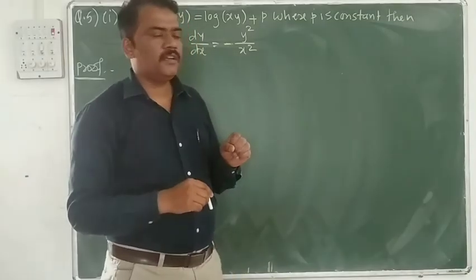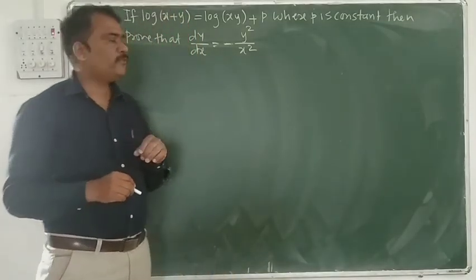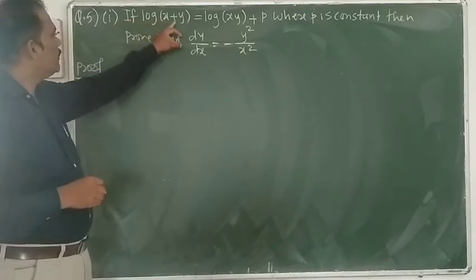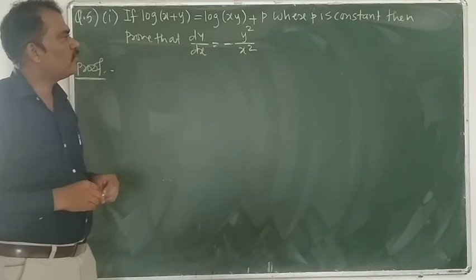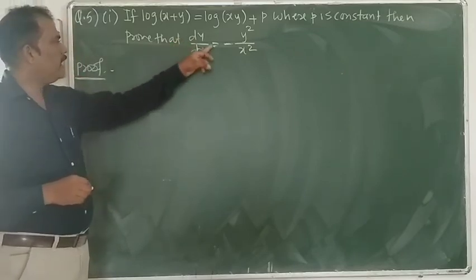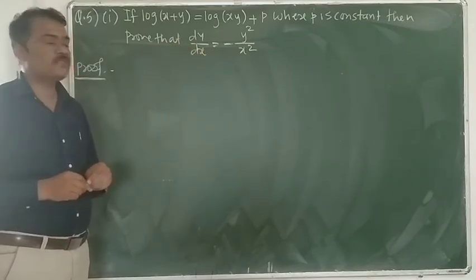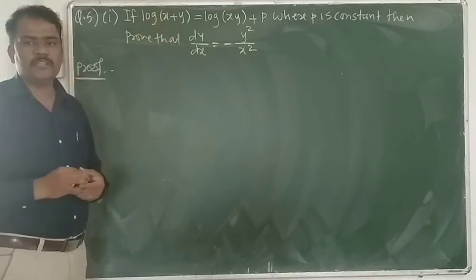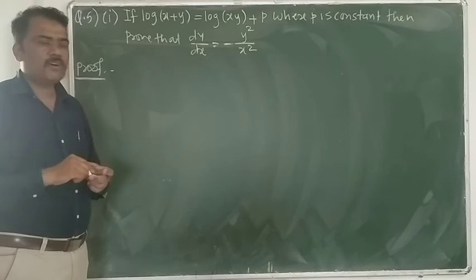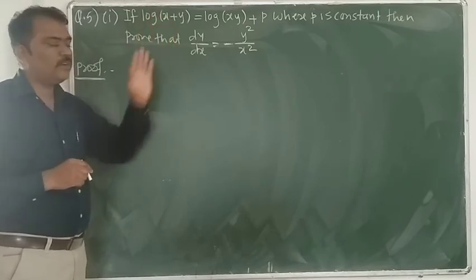What is the first example? If log of x plus y is equal to log of xy plus p, where p is a constant, then prove that dy by dx is equal to minus y square divided by x square. What is the given? What we have to prove? We have to keep our eyes on both. What is the given and what we have to prove?